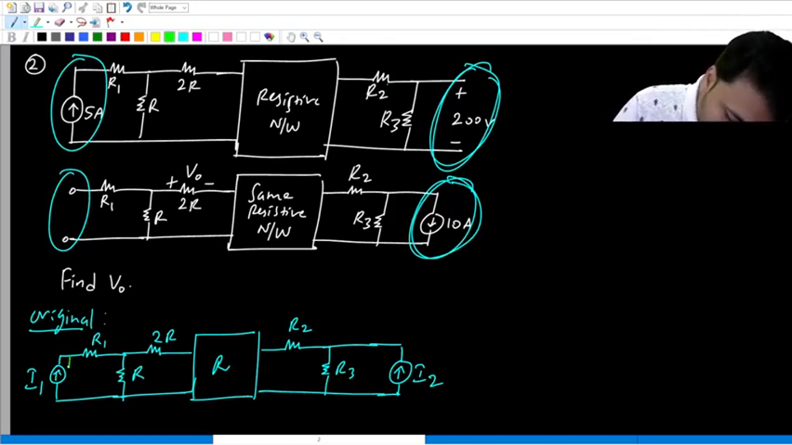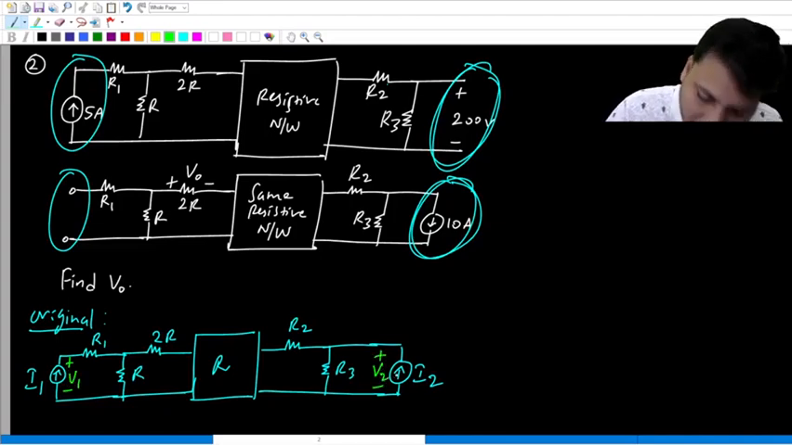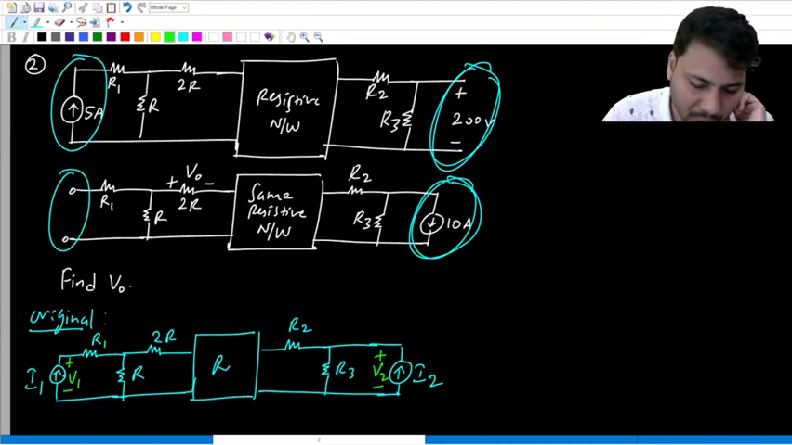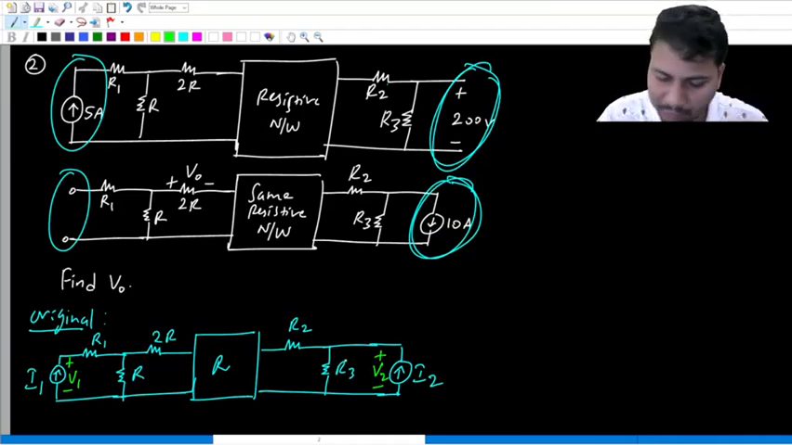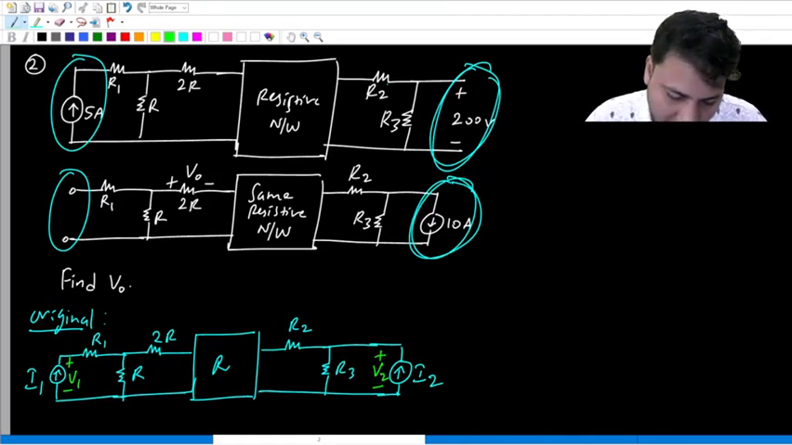You should also show V1 and V2. So V1 will be like this, V2 will be like this. For both the sources, you can see the current direction is such that it flows out of plus. I1 flows out of plus, I2 also flows out of plus. Okay. Alright, so in this way we draw the original circuit.